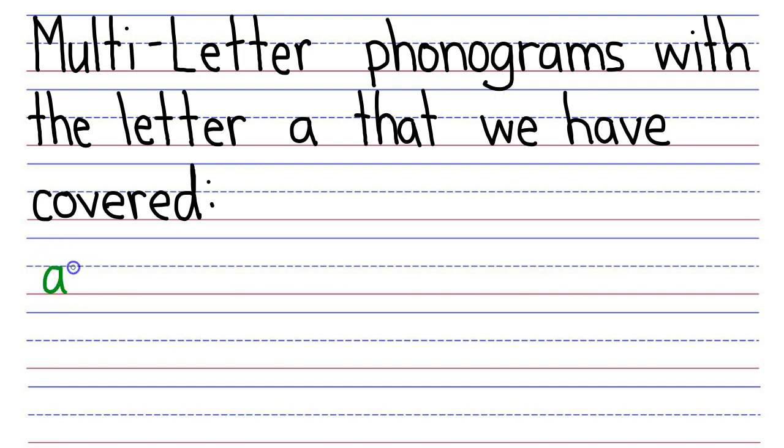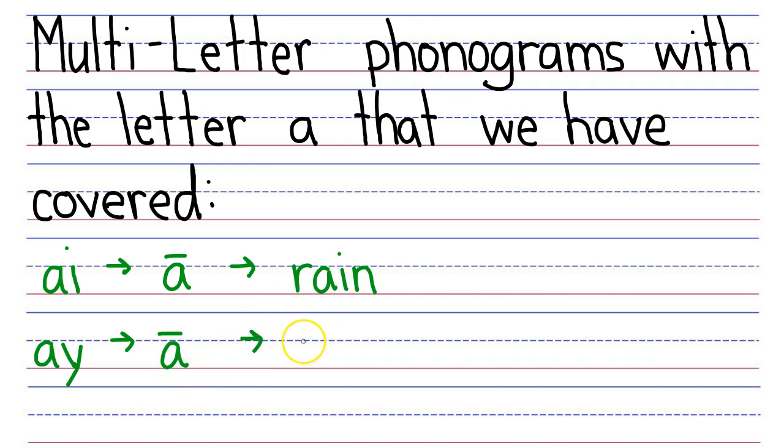So we know AI makes a long A sound. Here's what it looks like in a dictionary. Long A, as in rain. AI. And why don't you write these down as your sort of cheat sheet to reading? AY makes a long A sound. It looks like this in a dictionary, as in ray, a ray of light. AY that says A, ray.